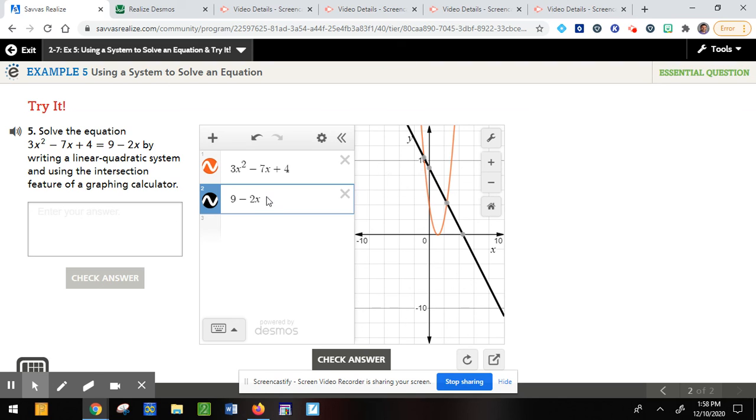So it's also giving you the intercepts, which it's not asking for, but if you needed that, there you go. But the intersection points are the answers.